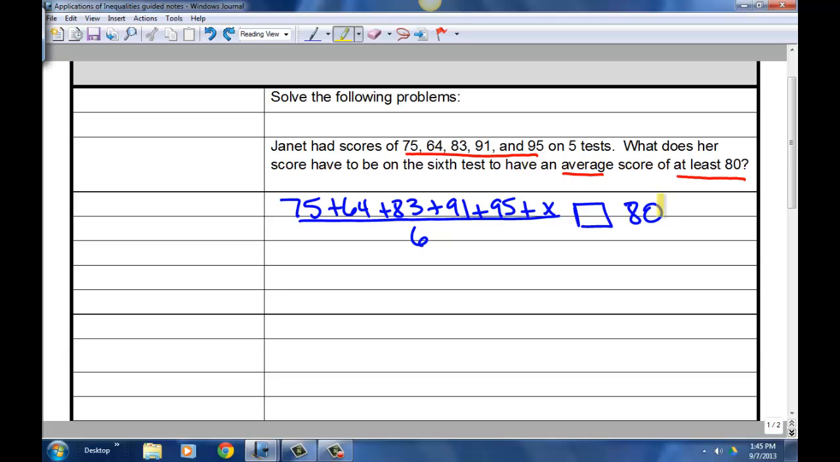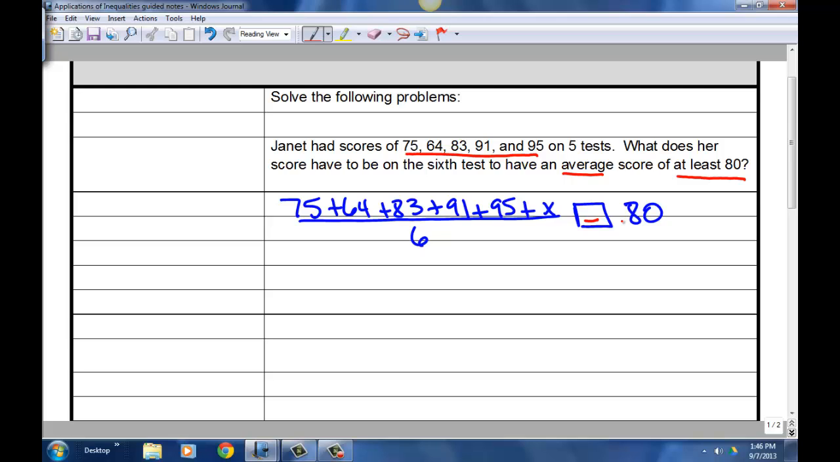80 goes on the other side because I know that's where Janet is shooting for. And there's a box in the middle because I don't know if I should put a greater than or a less than sign right there. I have to ask myself a question first. So think about the information that you have over here on the left. Is it okay for that test average to add up and equal out to exactly 80? Would she be happy with a score of 80? The answer is yes. She wants at least an 80.